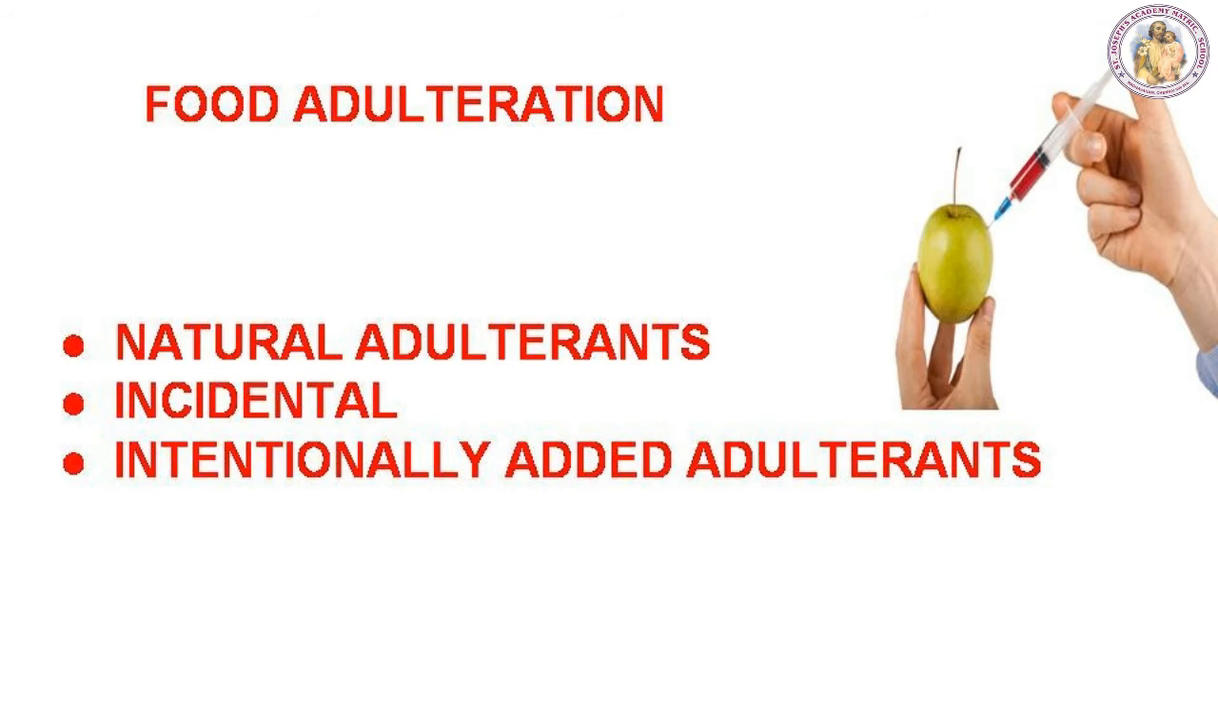The second one is the unintentionally added adulterant, and this covers pesticide residues, droppings of rodents, insects and microbial contamination due to the presence of pathogens like E. coli and Salmonella in fruits. The intentionally added adulterant is very dangerous. It causes harm to our health also.